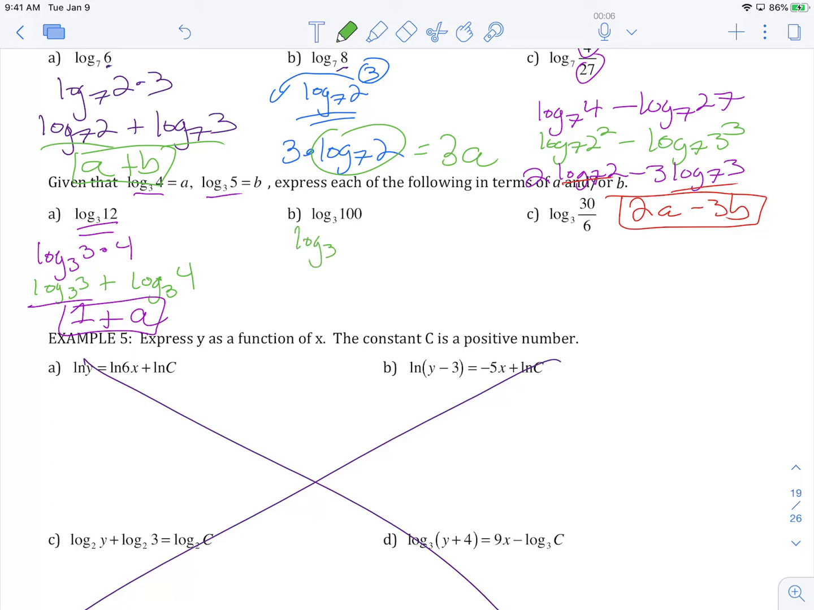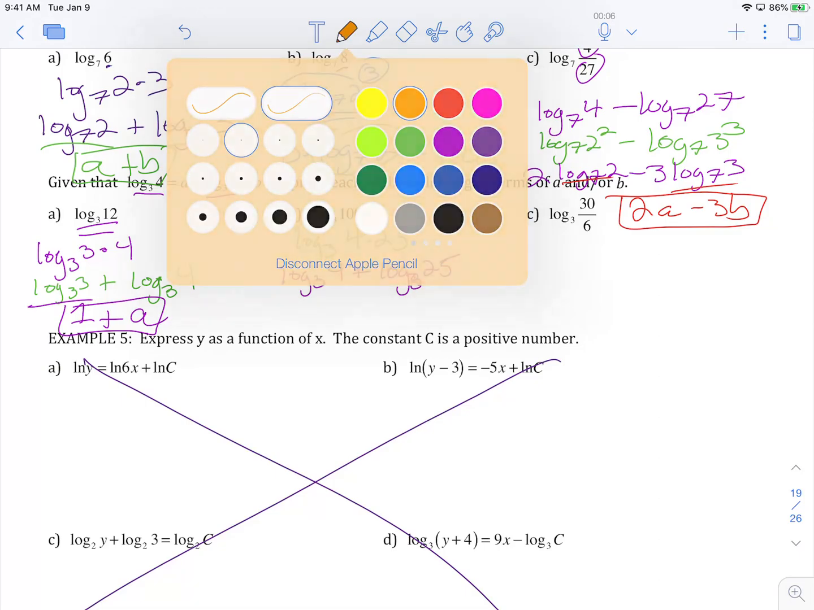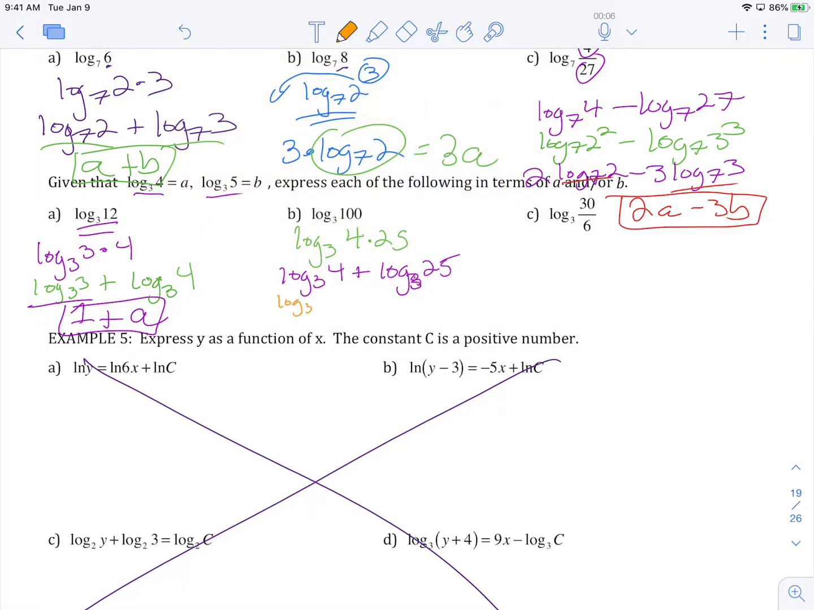Okay, so again, 100 is not a power of 5, but you can rewrite this as 4 times 25. And now here is your log base 3 of 4, but your 25 is, remember, 5 squared. So now we have log base 3 of 4 plus log base 3 of 5 squared. That 2 comes out in front. Log base 3 of 4 plus 2 log base 3 of 5. And we get A plus 2B.